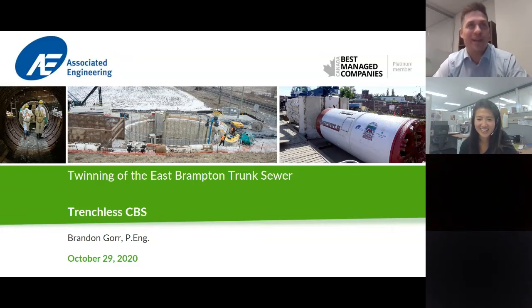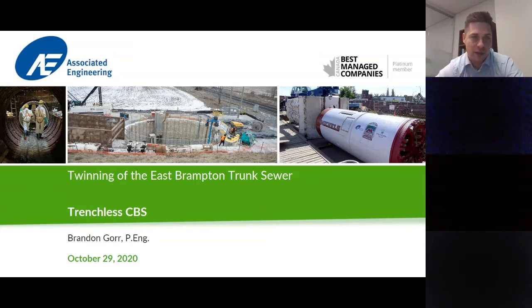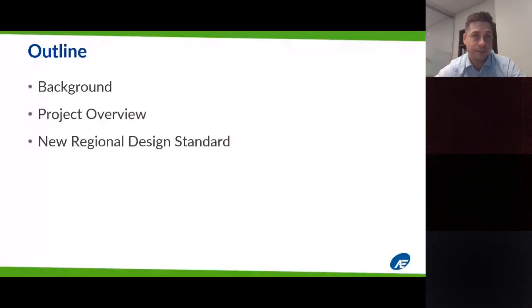Well, thanks everybody for making it to the presentation here this afternoon. I want to discuss our project with the Region of Peel, the twinning of the East Brampton Trunk Sewer Project. This was a 5.4 kilometer microtunneled trunk sewer that was, as the name says, twinned to an existing 1350 trunk sewer. And here's the case study of what we've done.